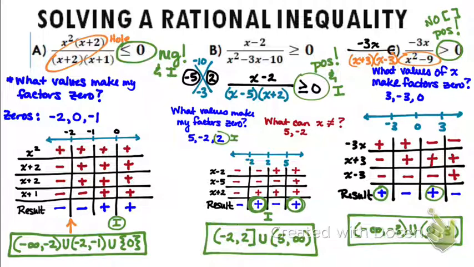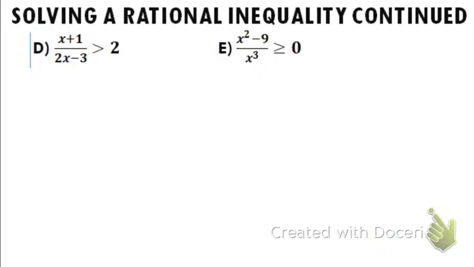What about if I don't have a 0, like in example B? We need to get it set equal to 0. So the first thing I'm going to need to do here is to subtract 2 from both sides. So I have x plus 1 over 2x minus 3, minus 2, is greater than 0.